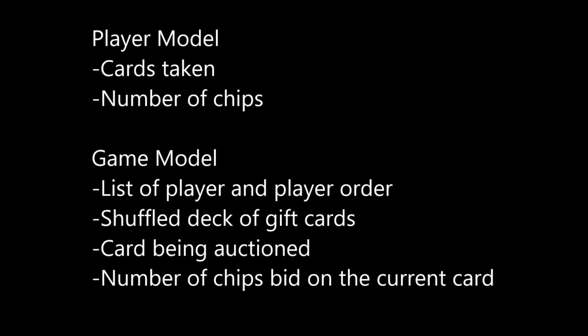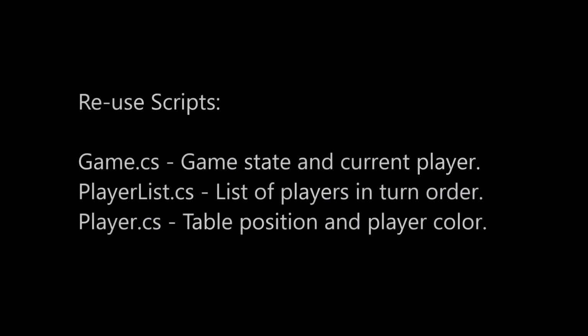The game model will include the player state, which is just how many chips they have and which cards they have taken, and the non-player state, which includes the player order and current player, the shuffled deck of gift cards, the current card being bid on, and the number of chips already bid. The reuse scripts already model the list of players, the player order, and the current player, along with each player's table position and color. So I'll start by adding code to the game model for the deck of cards and the number of chips.